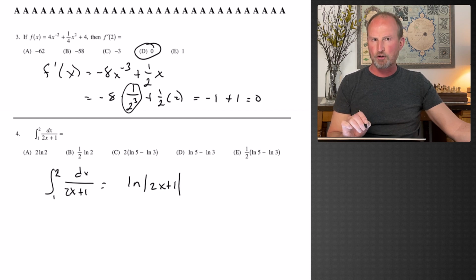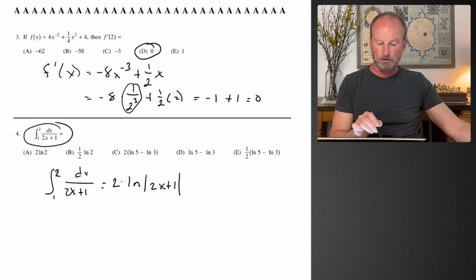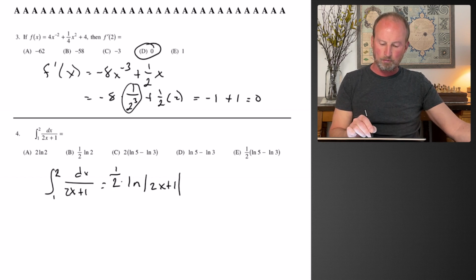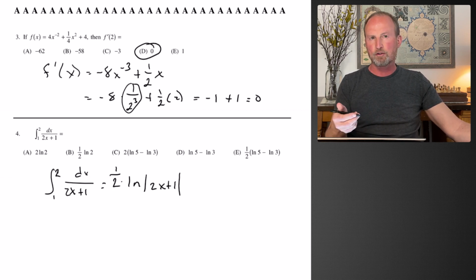And if I think about the derivative of this using chain rule, I'm going to have a times 2 out in front. But I don't have a 2 in my original expression. So I multiply by 1/2 in order to get rid of that 2 that would have shown up using chain rule in my derivative. We're going to evaluate that from 1 to 2.